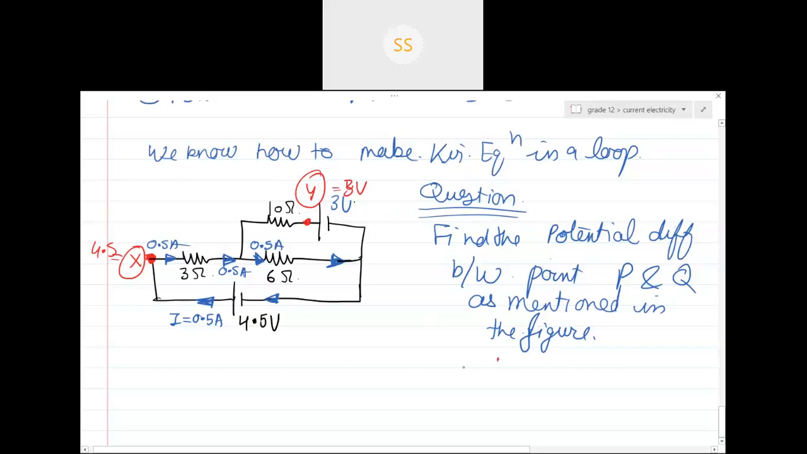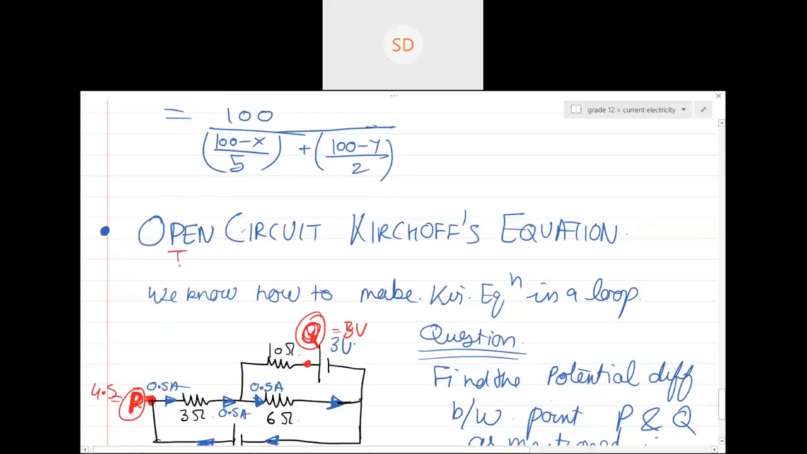So in the question they have asked what is Vp minus V2, and we know the answer is 1.5. But there is a different methodology to find the potential difference. We can use open circuit Kirchhoff's equation, which is used to find the potential difference between two points in any circuit.